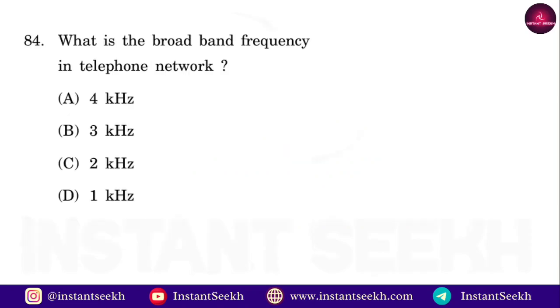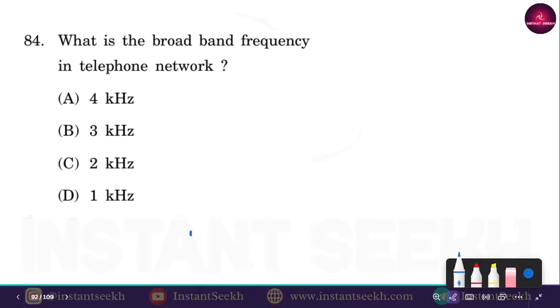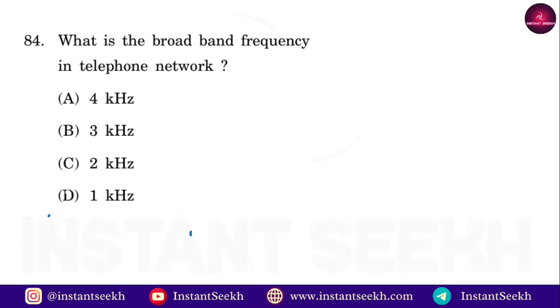Next, what is the broadband frequency in telephone networks? Options are 4 kilohertz, 3 kilohertz, 2 kilohertz, and 1 kilohertz. Let's see the options. Option D, 1 kilohertz, is very low, insufficient, so this is not the right answer. 2 kilohertz is also very low, even for voice clarity. 3 kilohertz is suitable for baseband, not broadband frequency. So your right answer is 4 kilohertz.